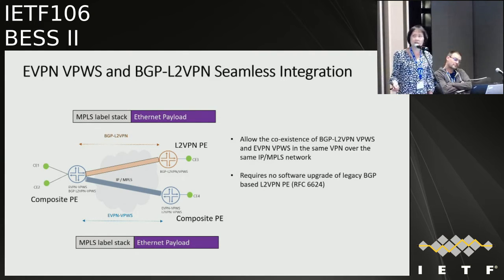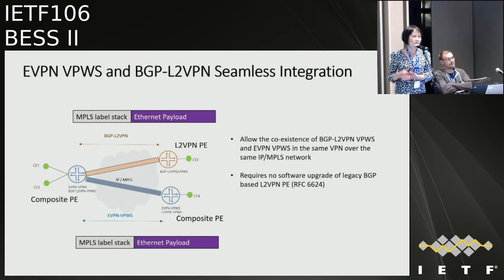Here you see a legacy PE for layer 2 VPN, and the blue one I call a composite PE. Basically, they support both the control plane signaling for BGP-based layer 2 VPN and also EVPN VPWS layer 2 VPN. So the key to the seamless integration is three things. If we have legacy VPWS running, there's no update when we're doing the seamless integration. We definitely cannot update the legacy PEs running in the system.